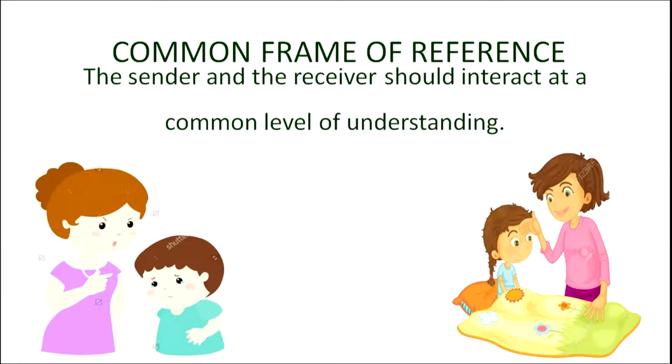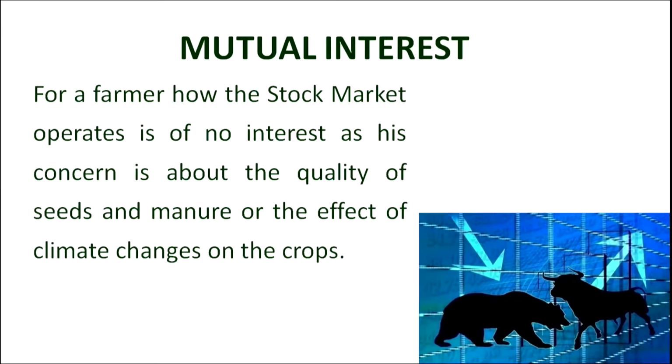That means the child knows that if the mother is scolding him or her, it is because the child is being naughty, or if the mother is showing concern, it is because the child is unwell. That means there is a common frame of reference. Thus, a common level of understanding is essential for effective communication. Contents of the communication must be of mutual interest, which is another important feature of effective communication.